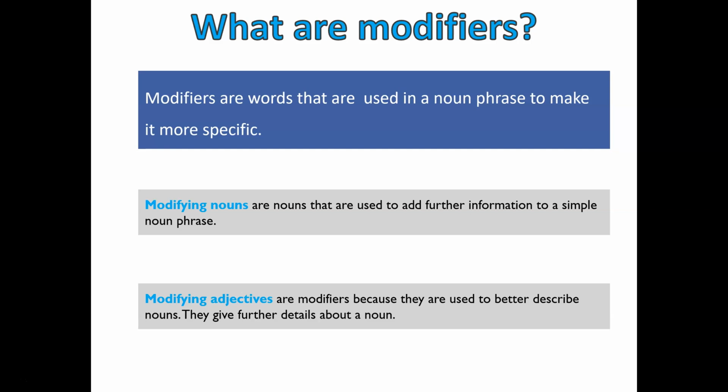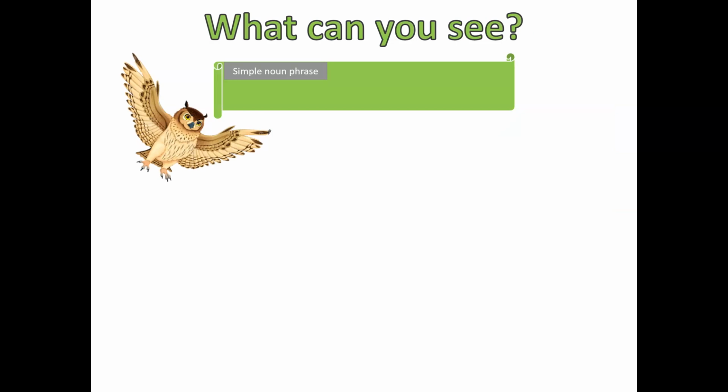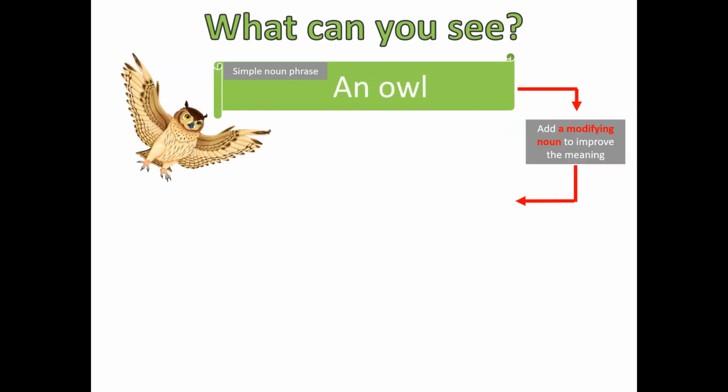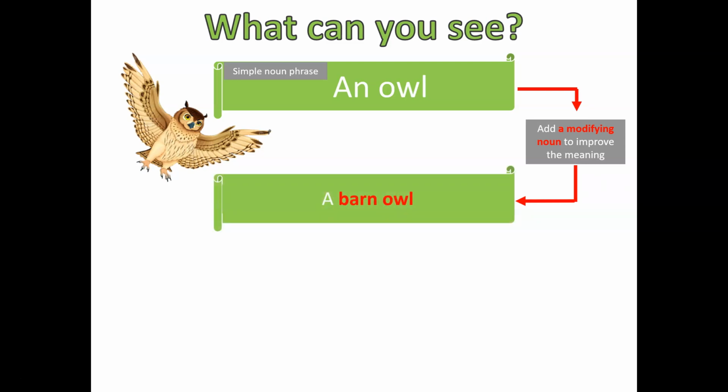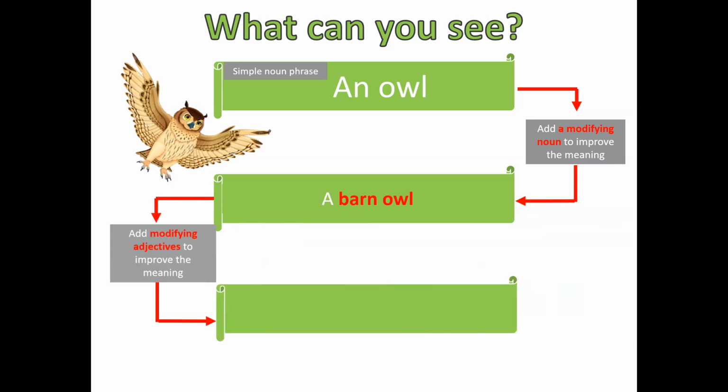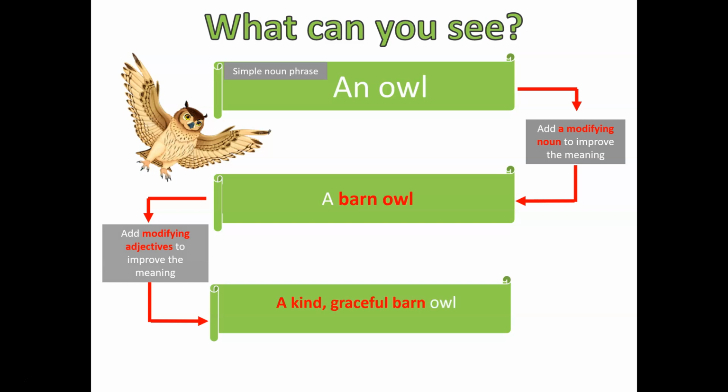Let's see these in practice. What can you see? I can see an owl. I'm going to add a modifying noun to the simple noun phrase. I'm going to add the noun barn, a barn owl. Next, I'm going to improve the meaning further by adding modifying adjectives. I can say a kind, graceful barn owl.